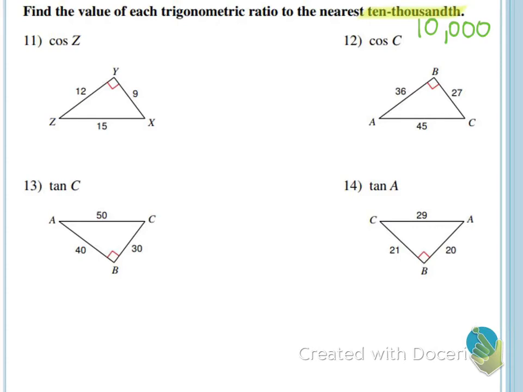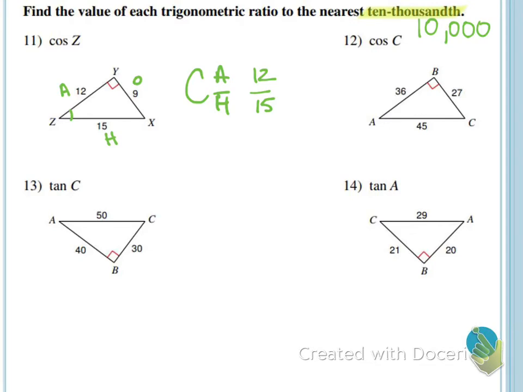So cosine of Z, so cosine is CAH, adjacent over hypotenuse. So from Z, which of these is the hypotenuse? 15, and which of these is opposite? 9, and then adjacent is 12. So we're going to end up with 12 over 15. You can reduce it if you want, but our answer is going to look like a decimal, right? You don't have to reduce. You're going to get the same answer.